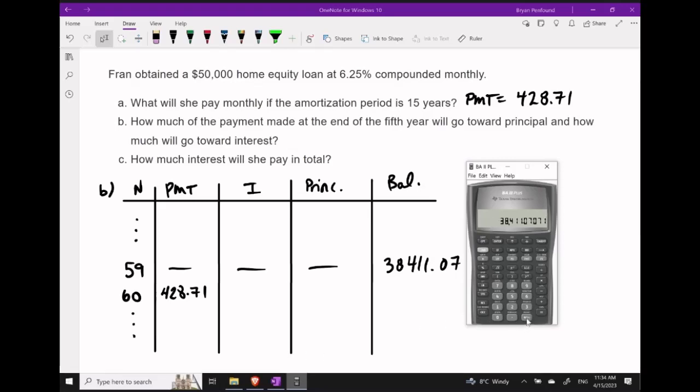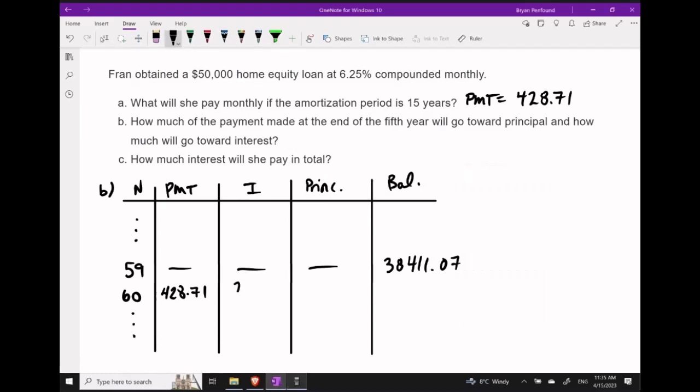What we need to do now is we need to take that future value, we're going to make it positive by hitting the plus minus button, and we need to multiply this by our interest rate, which is 6.25% compounded monthly. And I do want to make note here that we don't have to calculate I2 because we are making monthly payments and the compounding frequency is also monthly.